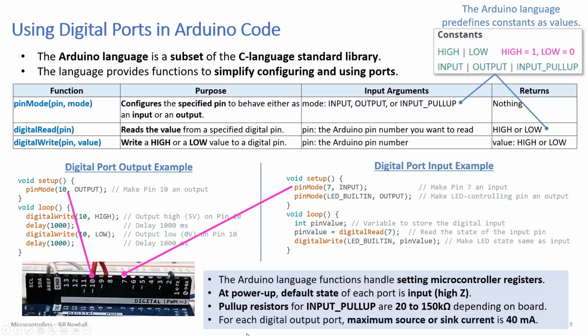As far as a limitation, for each digital output port, remember there's a maximum source or sink current defined for a microcontroller. In this case, it's pretty high, 40 milliamps for each port. And also there's a total for all ports combined. So take a look at that in the datasheet if you start trying to source a lot of current from digital pins. So that's a useful takeaway if you wind up sourcing a lot of current.